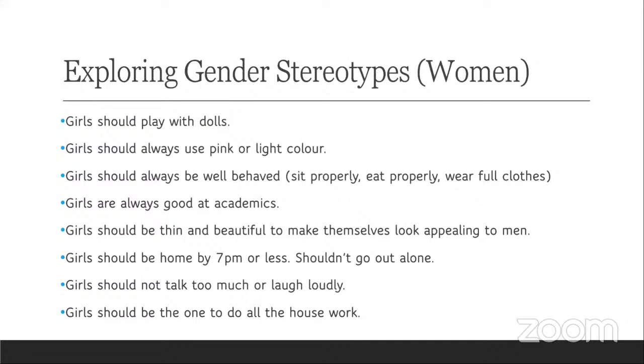Exploring gender stereotypes about women. Girls should play with dolls, should always use pink or light colors, should always be well behaved, like sit properly, eat properly, wear full clothes, be good at academics, be thin and beautiful to make themselves look up to, be home by 7 p.m. or earlier, should not go out alone. A girl should not talk too much or laugh loudly. A girl should be the one to do all the housework.